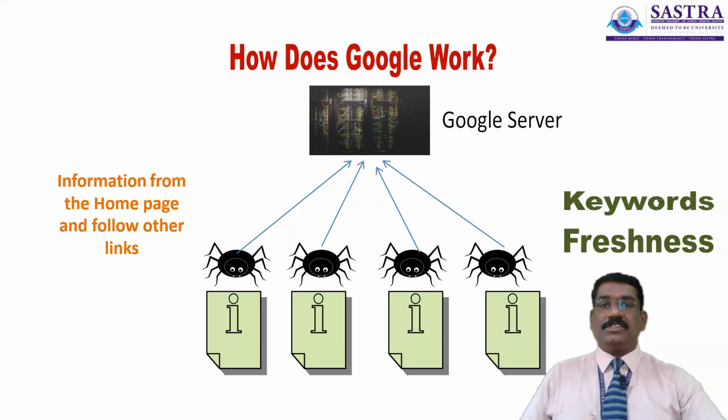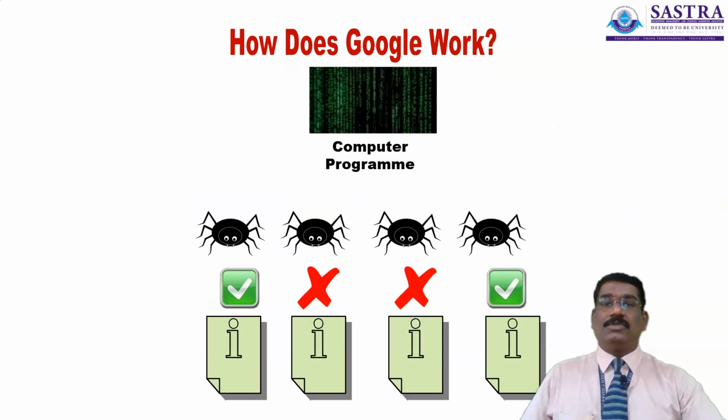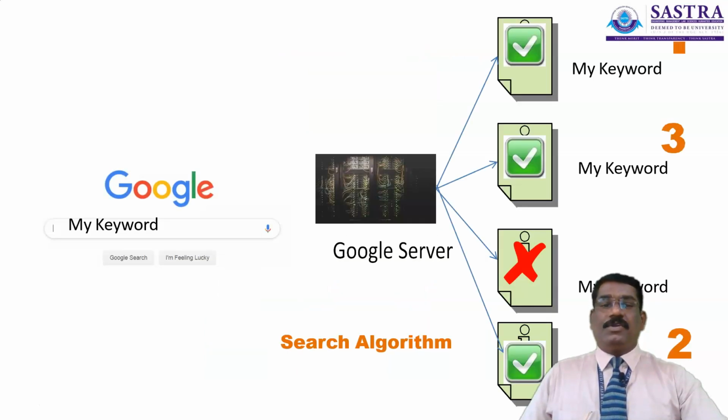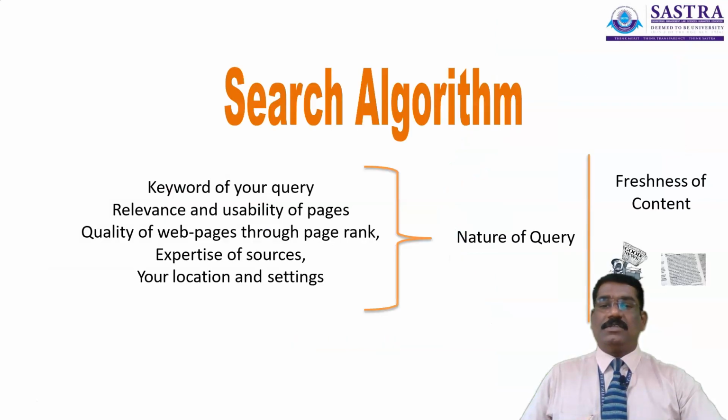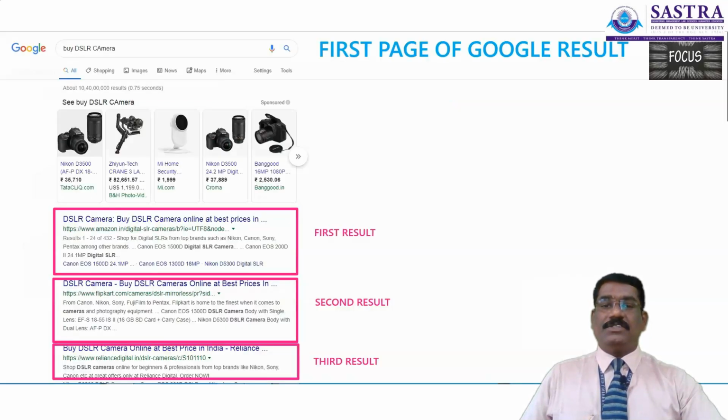Once the sorting is done, results are sent back to the users in the search engine result page. So you can see here the ranking, keyword 1, 3, 2, like that. It has been listed, and you can see the search algorithm: keywords of your query, relevance and usability of the pages, quality of web pages through PageRank, expertise of sources, your location and settings. So the nature of the query and freshness of the content I was mentioning here. Next one, web content of the pages. Next one, the first page of the Google results gets reflected in this search engine result page.